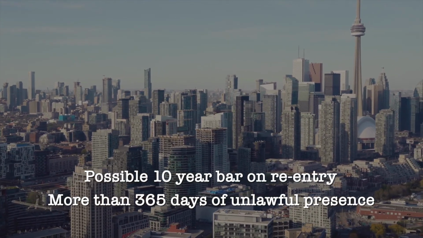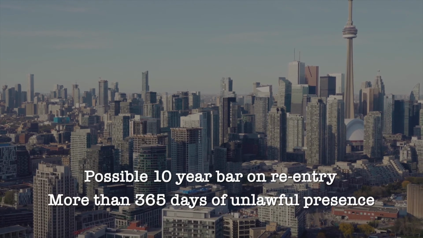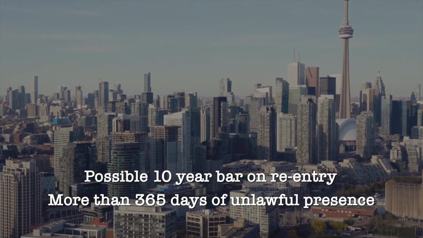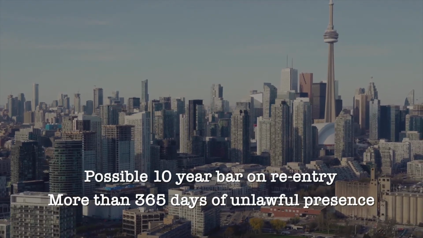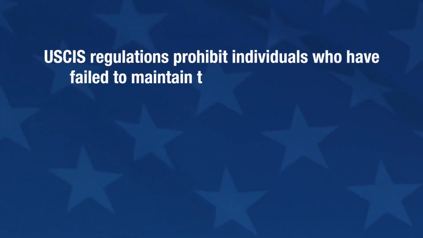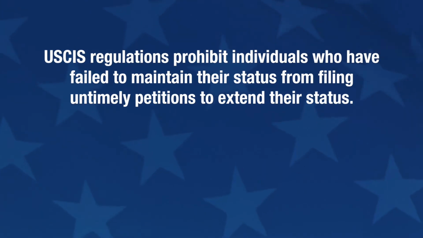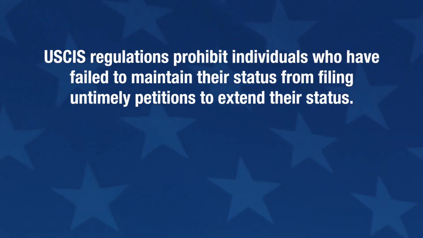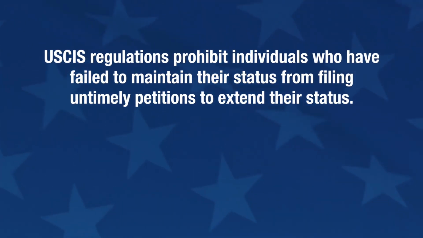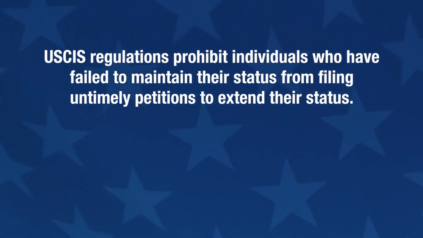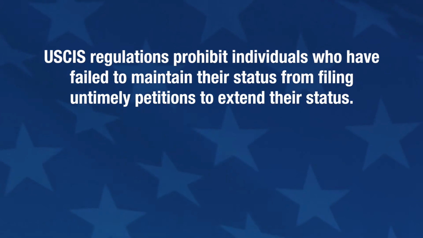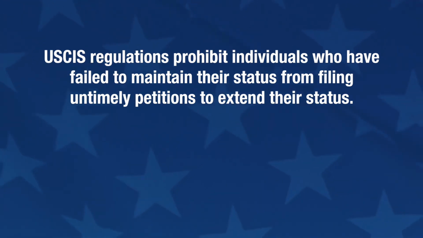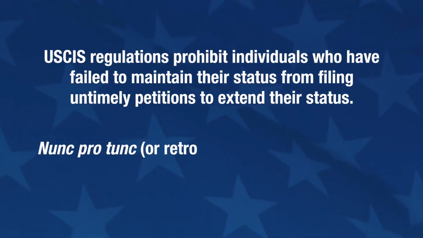In these 2 cases, both Mr. Smith and Ms. Doe faced dire immigration consequences for failing to maintain their non-immigrant status. Usually, USCIS regulations prohibit individuals who have failed to maintain their status from filing untimely petitions to extend their status. However, under a provision of law, USCIS, in its discretion, may grant relief through a petition for nunc-pro-tunc, or retroactive extension of status.